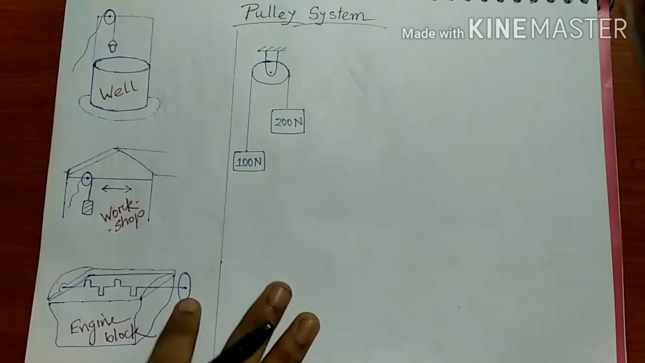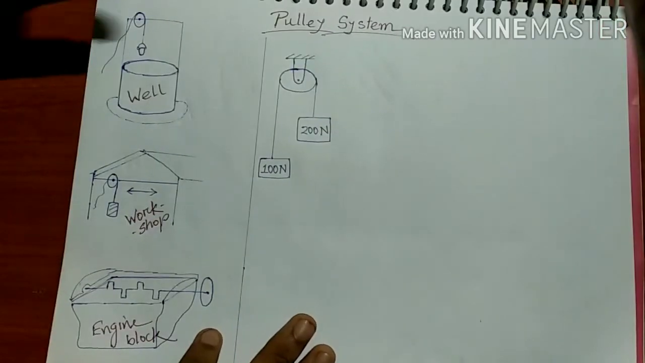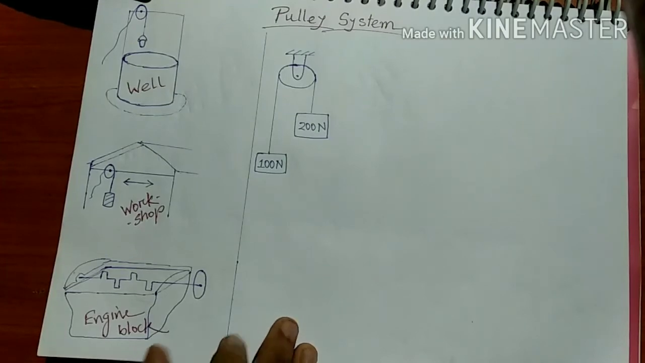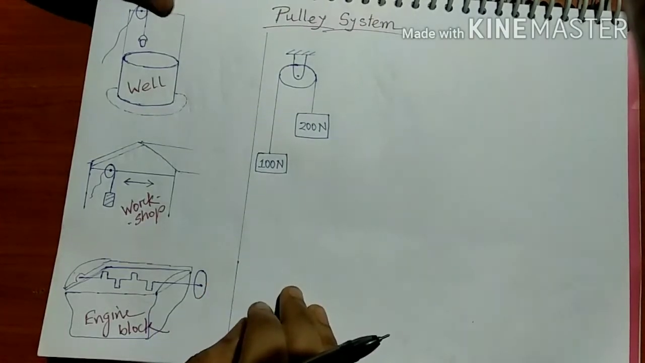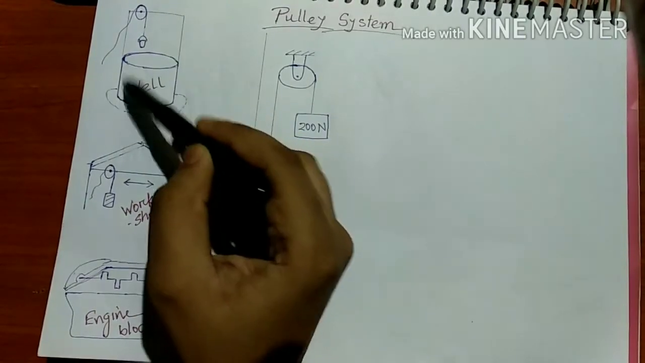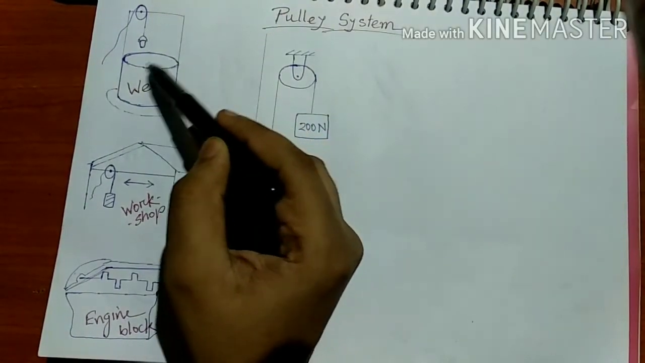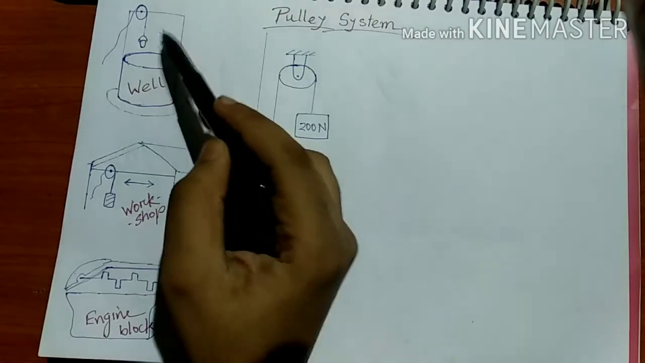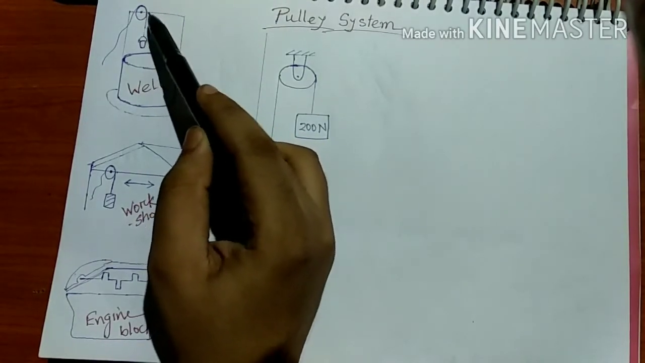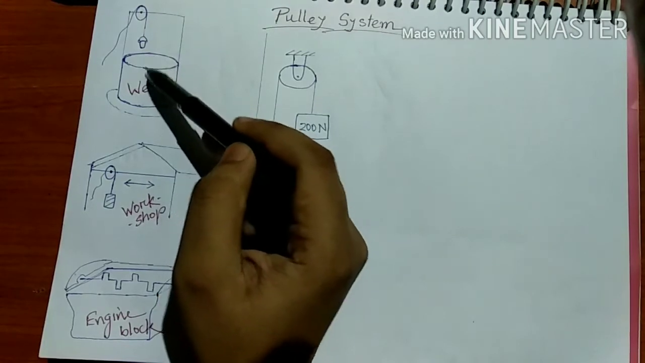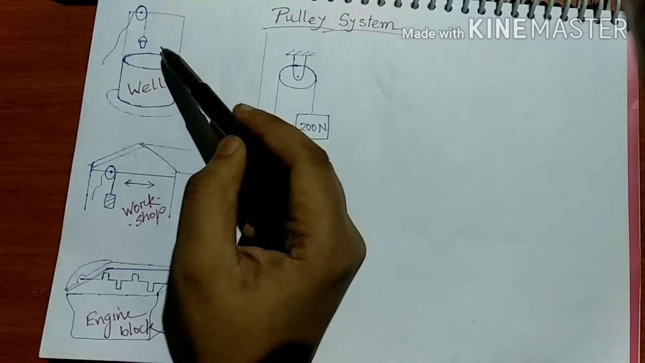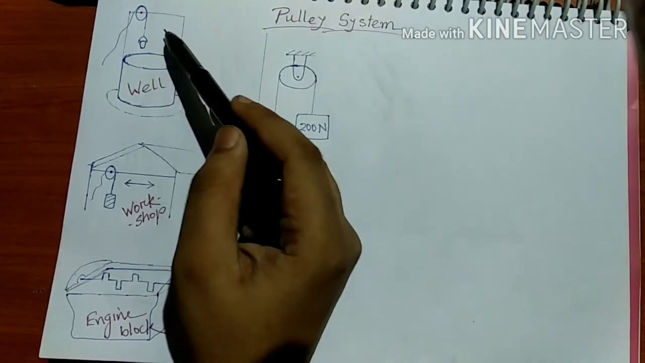I have drawn some figures here, you can see. If you are from a village area or if you have visited some village area, then you can see such an arrangement, right? So this is a well and this is a pulley. The pulley is used to lift up water from this deep well, right? So this is an example of pulley application.